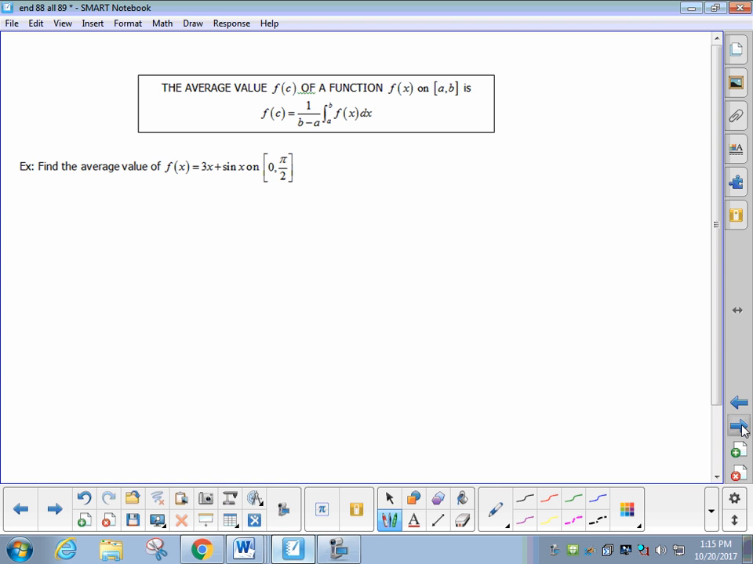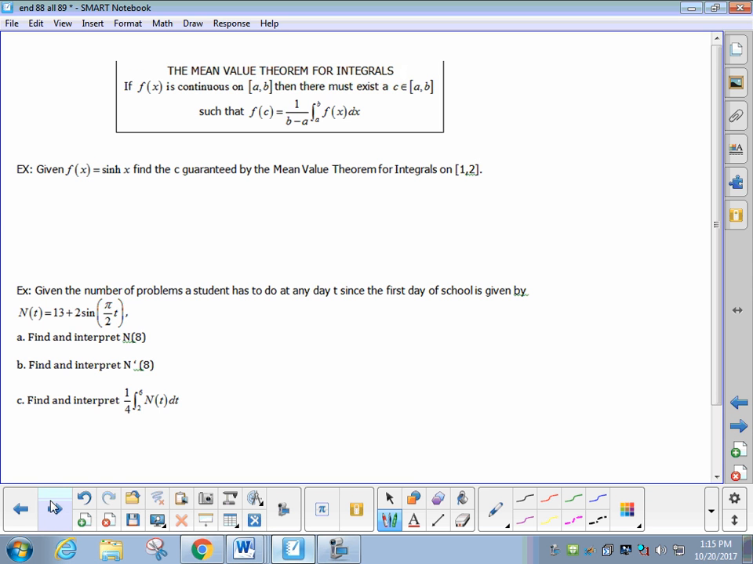Now, there's the same distinction to be made with average value. Sometimes they say, find the average value of the function, in which case they want a y value or an f value, okay? However, in a second, they will ask a question something like this.